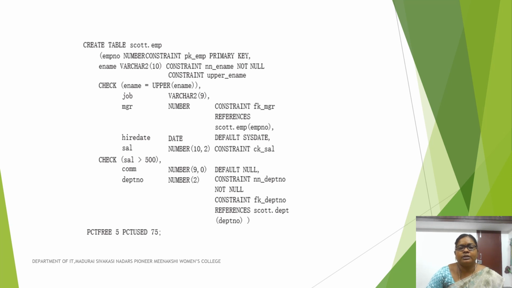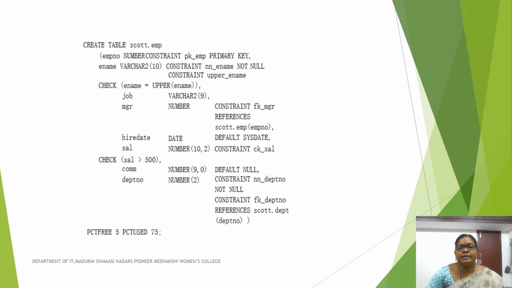These are two constraints for the employee name, and the check constraint describes what action we are going to do. Whatever employee name is entered, you are going to convert it to uppercase. This is how the check constraint works here. The job, manager, hire date, salary and everything else are mentioned as columns here, followed by the data type.